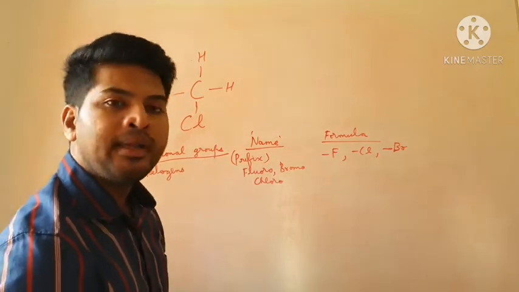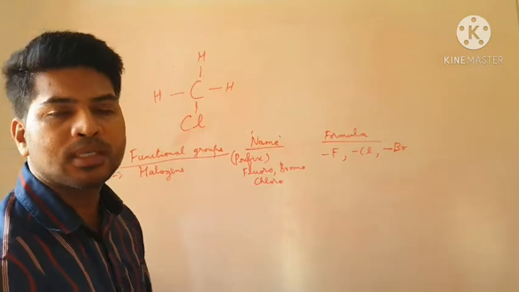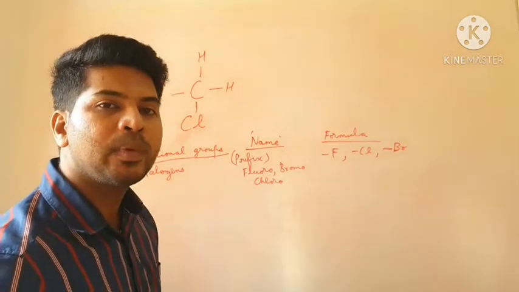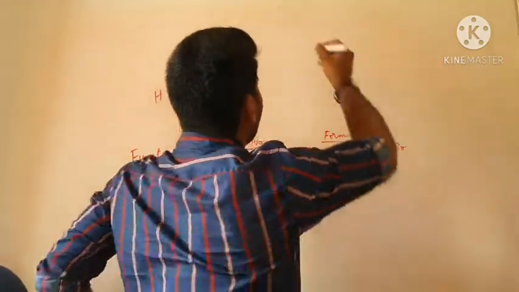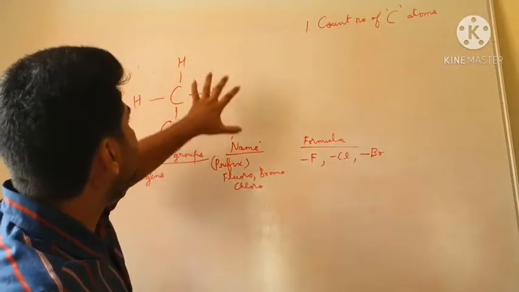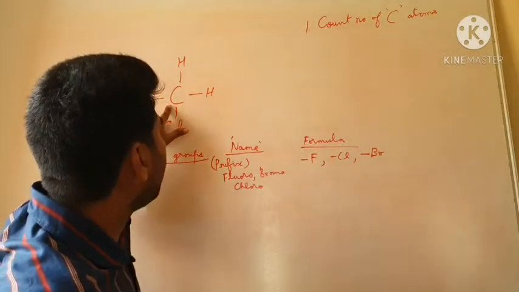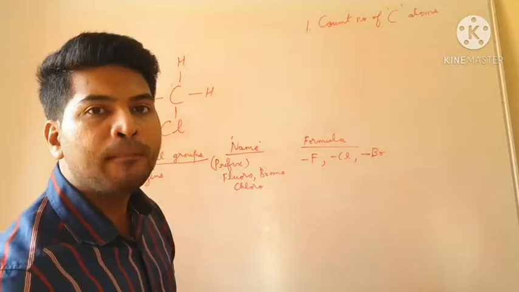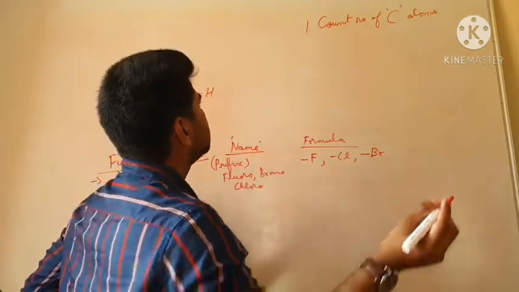How to write the chemical name of such compounds? It is exactly same as we did in the previous class. Number one, count the number of carbon. How many carbon atoms are present? In this particular carbon compound, there is only one carbon atom present. Carbon compound containing one carbon, it begins with the name meth.